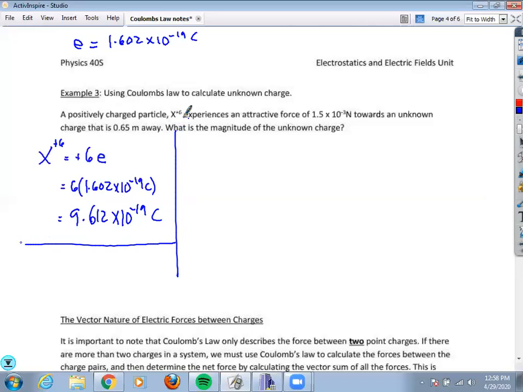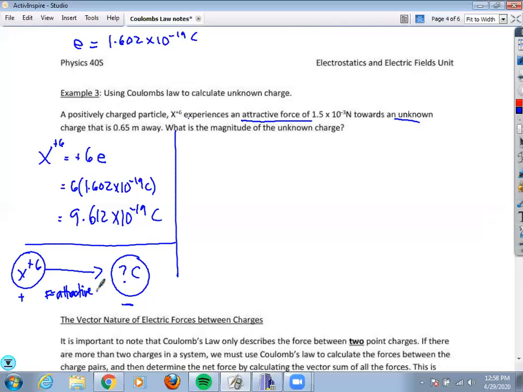The positively charged particle experiences an attractive force towards an unknown charge. So x plus 6 is attracted towards this unknown charge. So if this is positive and it's attractive, the unknown charge must be negative. So Fe is going to be attractive. Okay, so we know that this unknown charge is going to be a negative Q. What is the magnitude of the unknown charge?